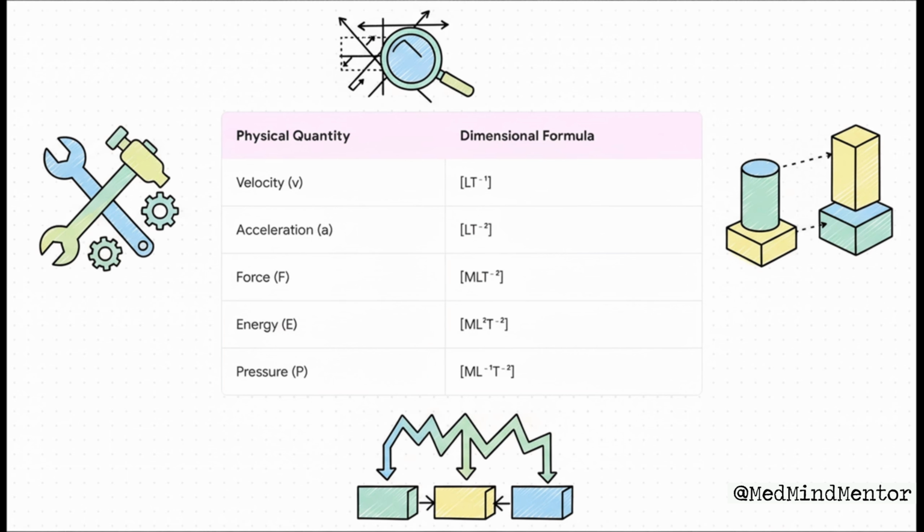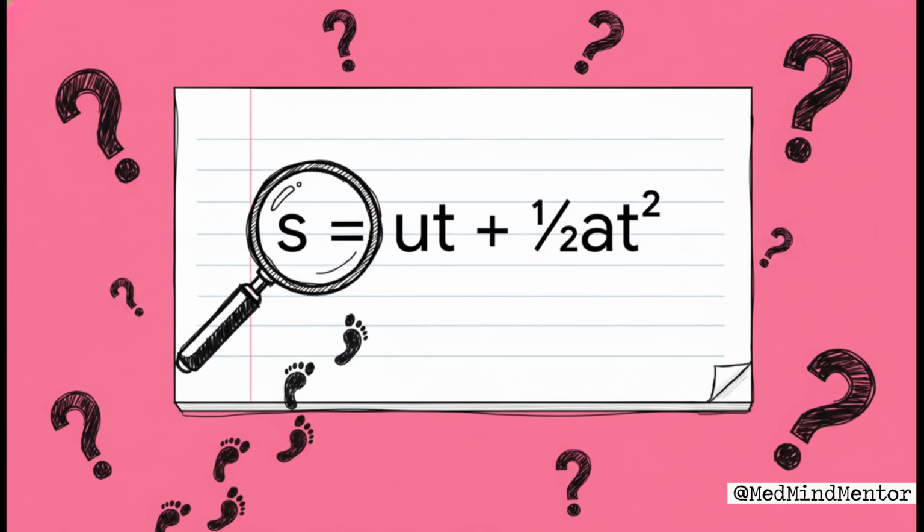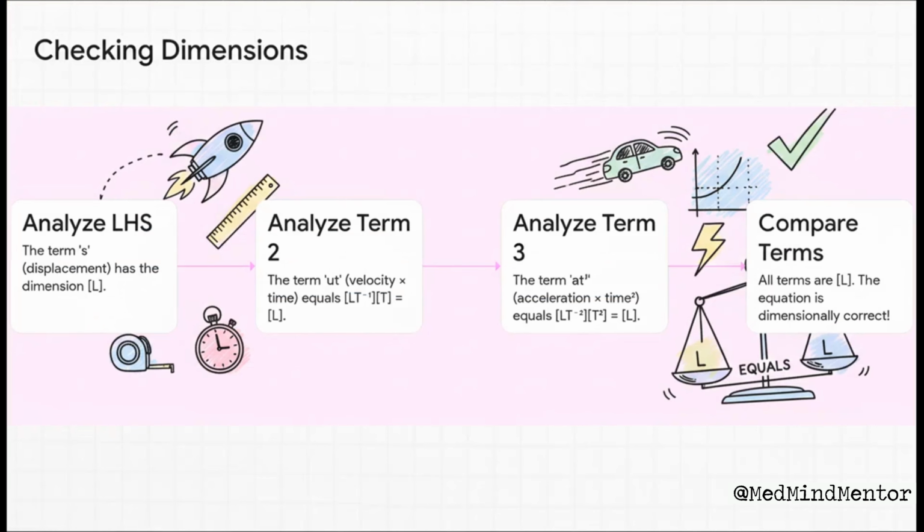All right, let's grab a familiar equation from kinematics, one you've probably seen a bunch of times. We're going to put on our detective hats and check out each piece of this equation to see if it actually follows our golden rule. Okay, let's do this step by step. First, let's look at the left-hand side. We just have S, which is displacement, so its dimension is just length, or L. Easy enough.